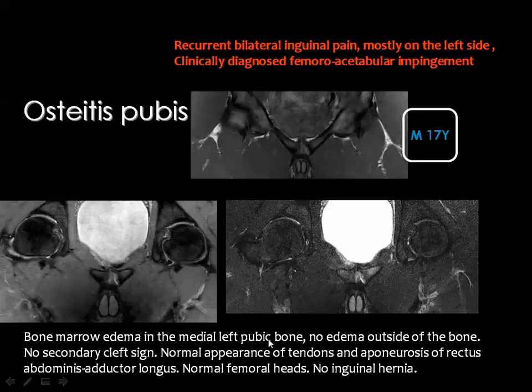Another example of athletic pubalgia due to or associated with osteitis pubis. In here you can see widening of the pubic symphysis, irregularity of the edges of the pubic bones, and also bone marrow edema of the pubic bones.